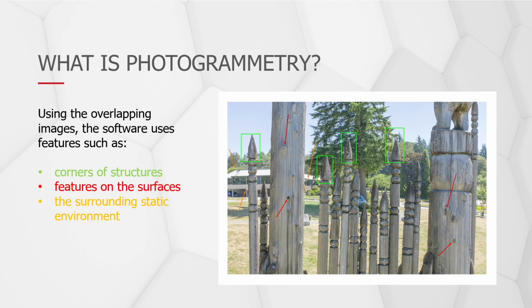So using overlapping images, the software uses features such as corners of structures, features on the surfaces, and the surrounding static environments. What it does essentially is spray a whole bunch of tie points on your image and uses those tie points to compare to the next sequence of photos. If the tie points are there and match the next set of photos, then it's going to triangulate those points together.